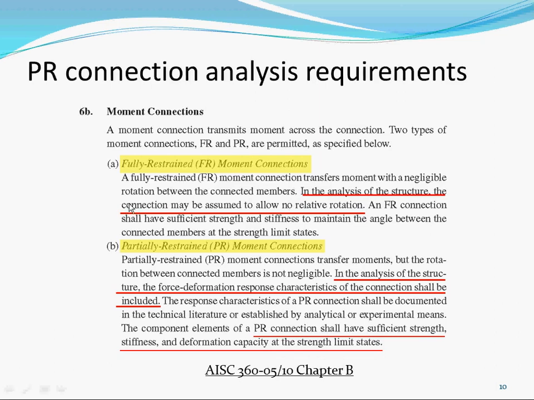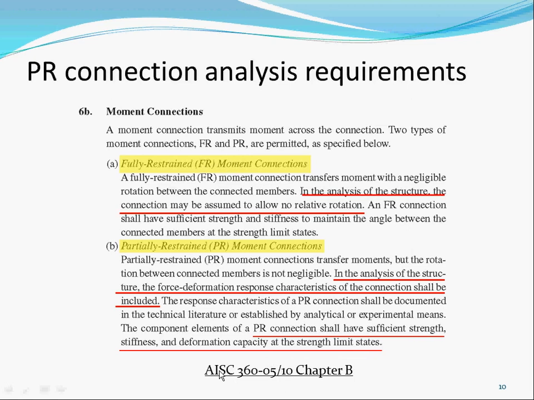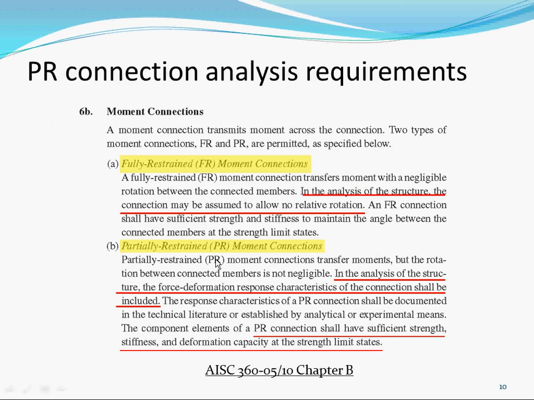Some of the concerns between the PR connection and the FR fully restrained connection, this is directly from AISC 360. In the analysis of the structure, if you have an FR connection, the connection may be assumed to allow no relative rotation. So there's nothing else you need to do. Just connect the beam and column and you call it good, and just design your connection. However, when you have a PR connection, in the analysis of the structure, the force-deformation response characteristic of the connection shall be included. So how the connection deforms, you need to include it in your model, whereas the other one, you don't have to include it.